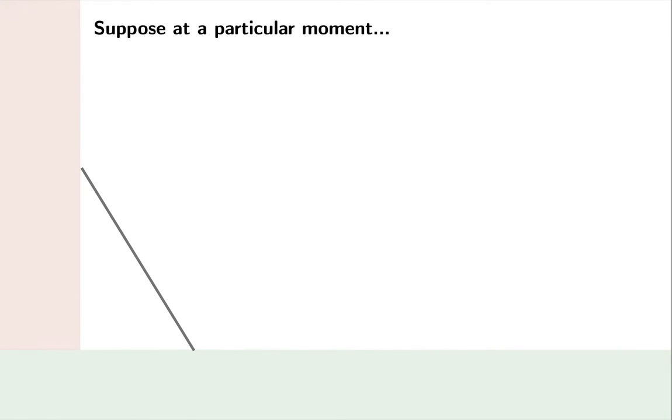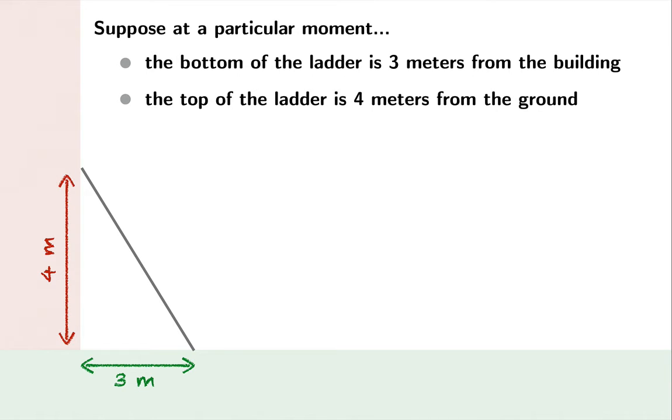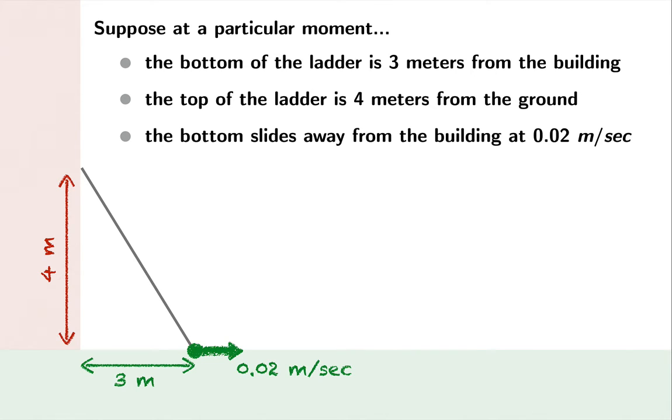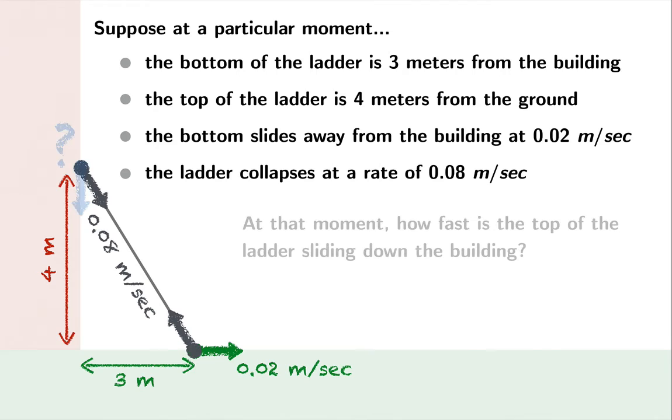Suppose at a particular moment, however, that the bottom of the ladder is 3 meters from the building, the top of the ladder is 4 meters from the ground, the bottom of the ladder slides away at a rate of 0.02 meters per second, and the ladder's collapsing at a rate of 0.08 meters per second. So there's a lot of stuff going on, and we want to figure out at that particular moment how fast is the top of the ladder sliding down the building.